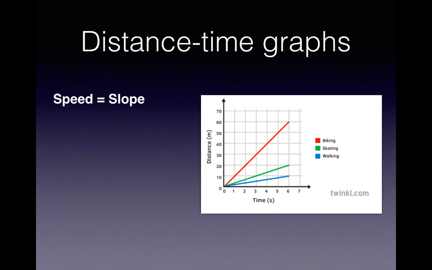If we look at these, the blue line has the smallest slope, the green line has a larger slope, and the red line has a much larger slope. What that means is the speed of the red one is much higher than the other two. So in terms of speed, blue is the lowest, green is the next lowest, and red is the highest.